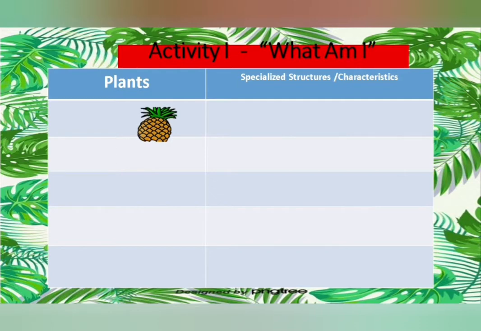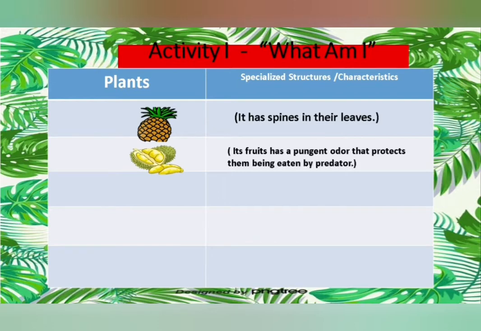Okay, so the first picture is pineapple. What do you think is the specialized structure of this pineapple? Okay, so the answer is it has spines in its leaves. Your answer is right. Second picture. Okay, so that is durian. Its fruits have a pungent odor that protects them from being eaten by predators. Your answer again is correct.